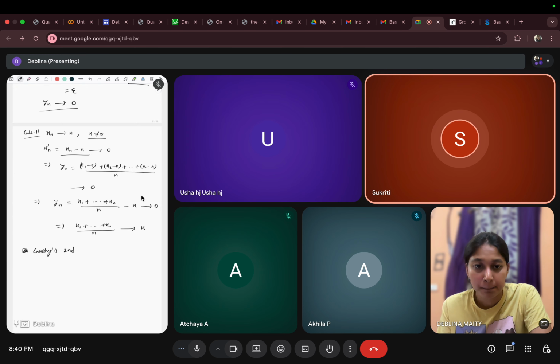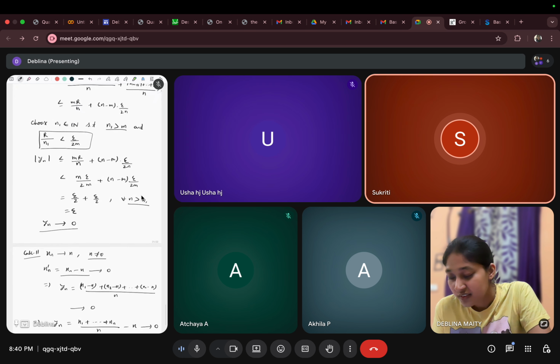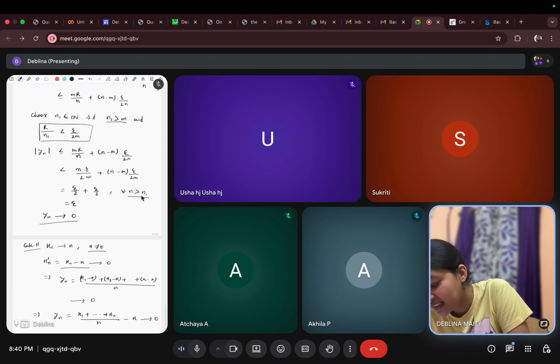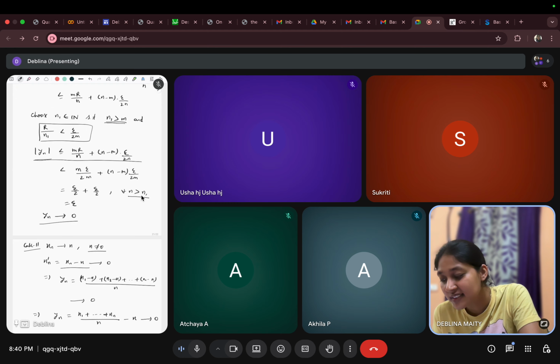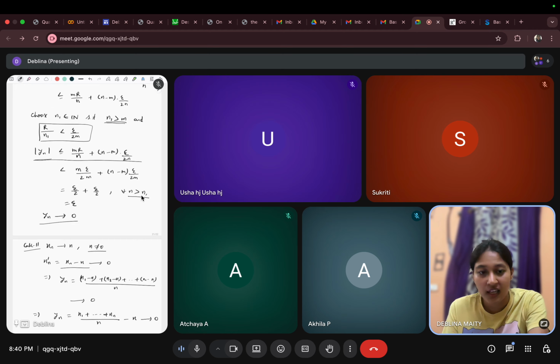Okay. However, the only issue is why, in case 1, did we choose the value of n1, r by n1, in such a way, relating it to epsilon? We are getting mr by n in this line. There is no epsilon, but we have to get to epsilon at last. So we choose an n1 for which r by n1 is less than epsilon by 2m, because epsilon is already given greater than 0.